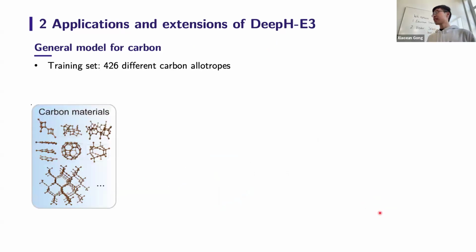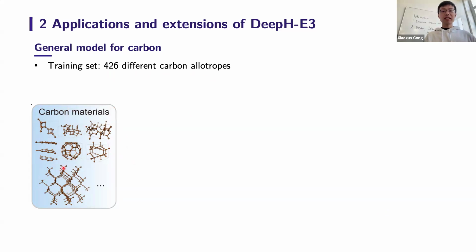Okay, so we can further consider a general model for carbon. Previously I demonstrated a specific model for carbon, which is a specific model for twisted bilayer graphene, only applicable to the bilayer graphene system. But here I will consider a more general model for carbon and see what happens. We will train our neural network on a data set of 426 different carbon allotropes.